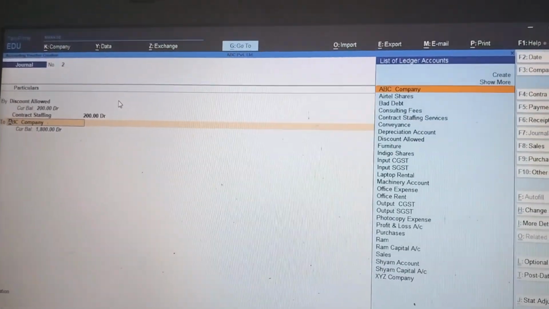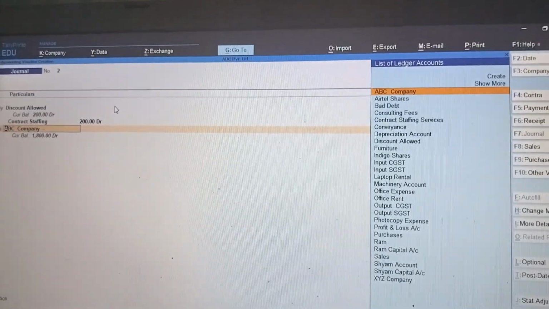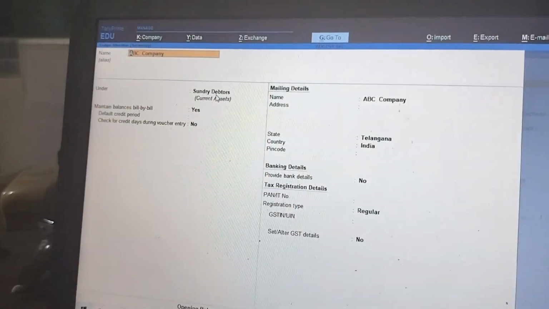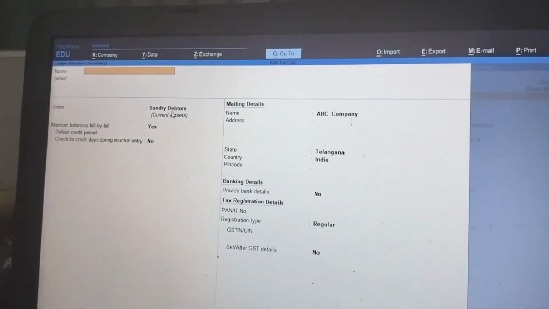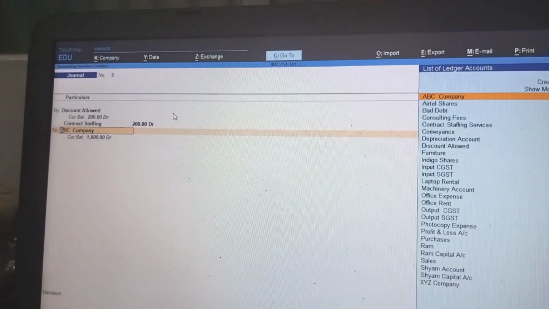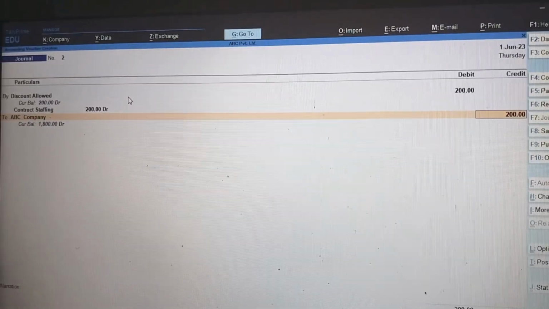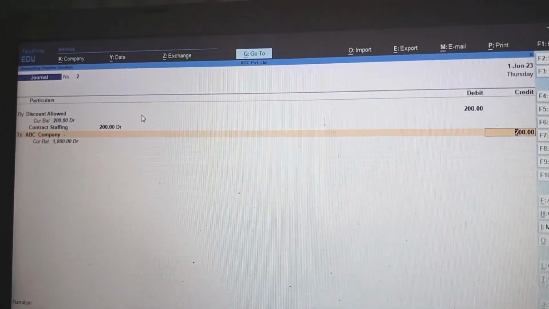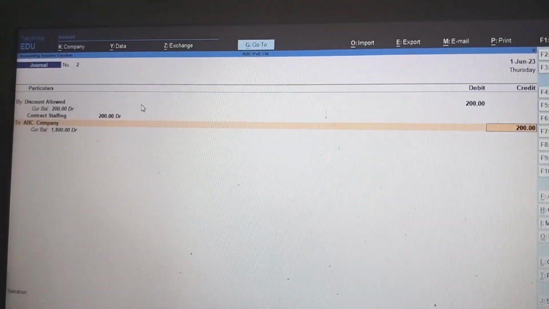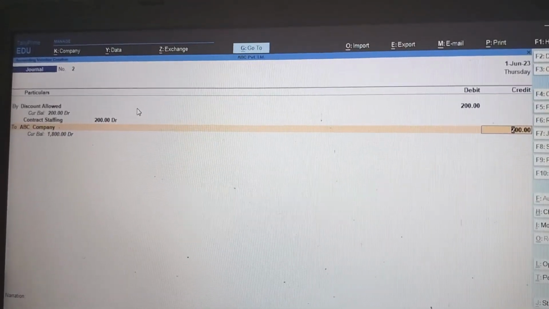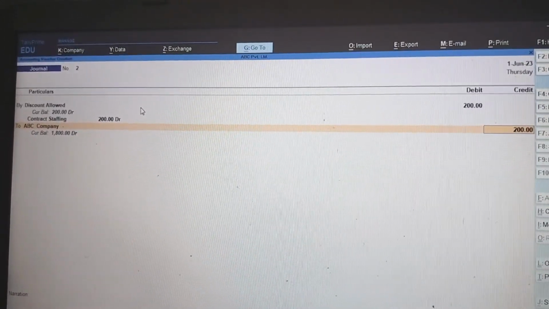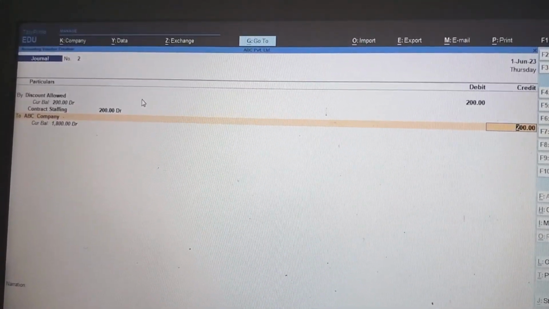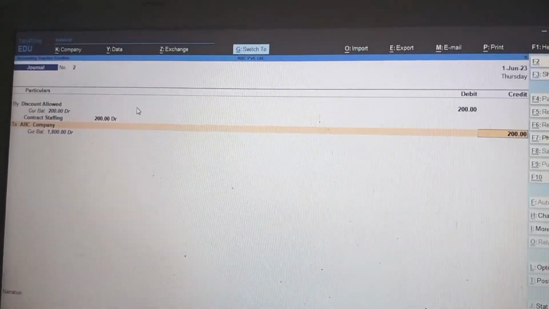I can check by pressing Control Enter. So you can see here it's a sundry debtor. So I was correct. Now we will receive 200 less from ABC company. Why are we debiting discount allowed? Because it's a nominal account and we debit all losses and expenses. This is a loss for us, so discount allowed. And ABC company we are crediting, so I'll accept.